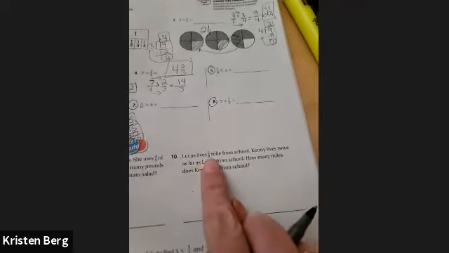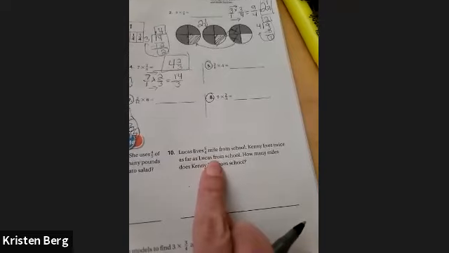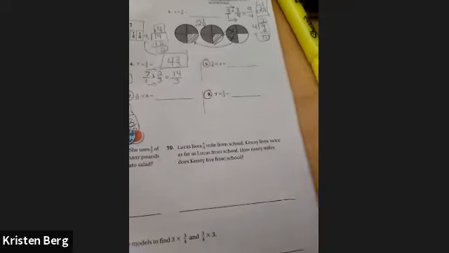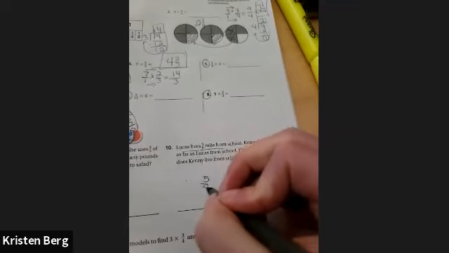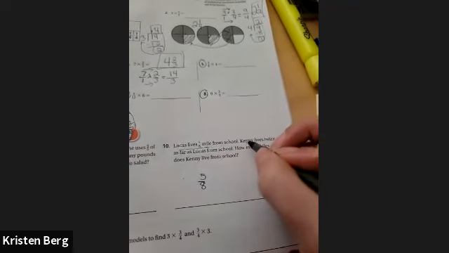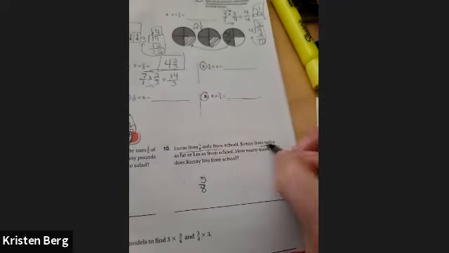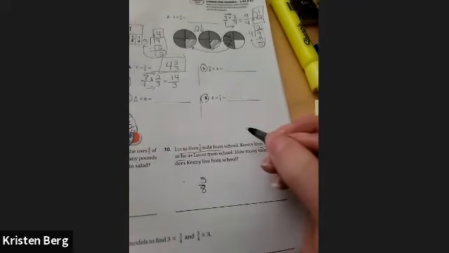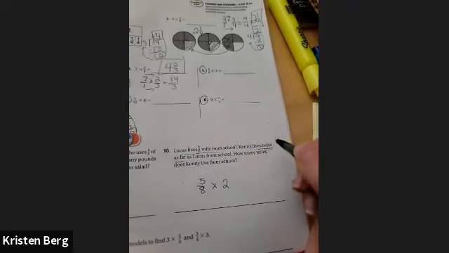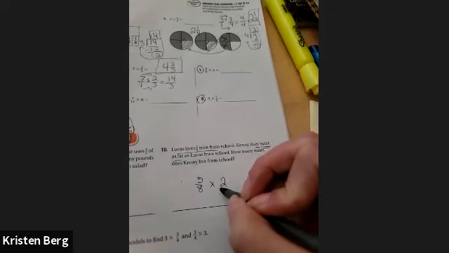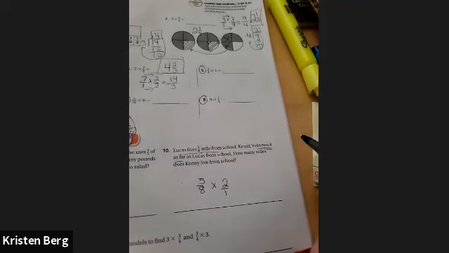All right, and this one. Lucas lives 5/8 of a mile from school. Kenny lives twice as far as Lucas from school. How many miles does Kenny live from school? So remember, Lucas lives 5/8 away from school, but Kenny lives twice as far. What that means is it is saying twice, so that means 2 times as far. So you would be multiplying here.